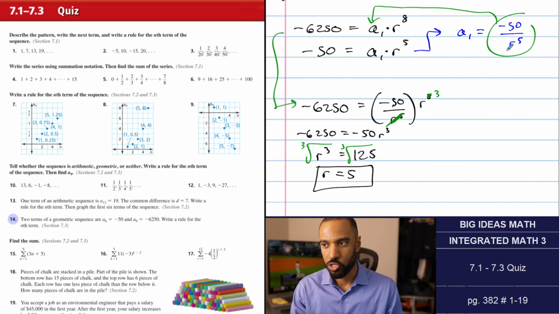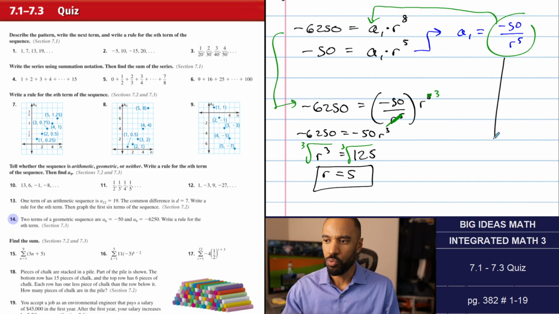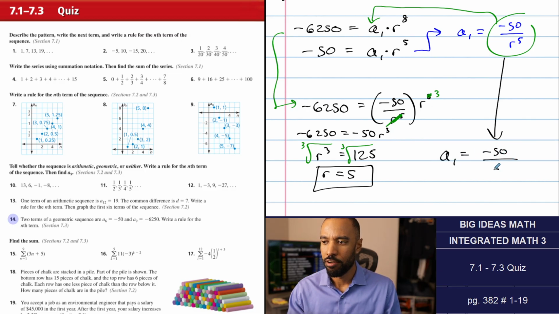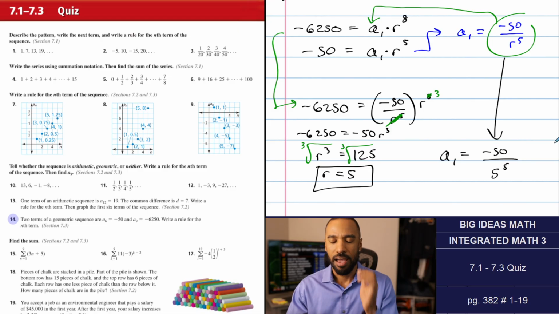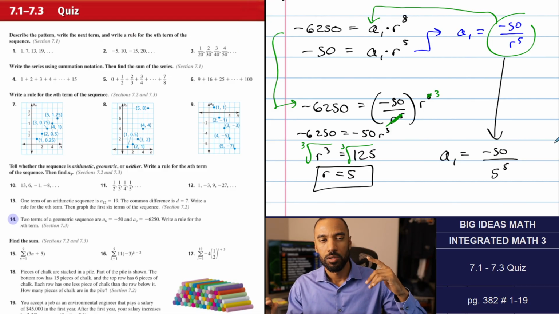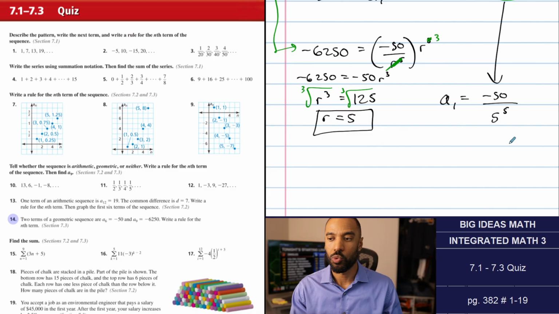Now, we still have to find the first term, and we can use, for example, this is not going to be a very pleasant number at all. A sub 1 is negative 50 over 5 to the fifth power. 5 to the fifth power is, I think, 3125. So this is negative 50 over 3125. You can absolutely bet that these can reduce.